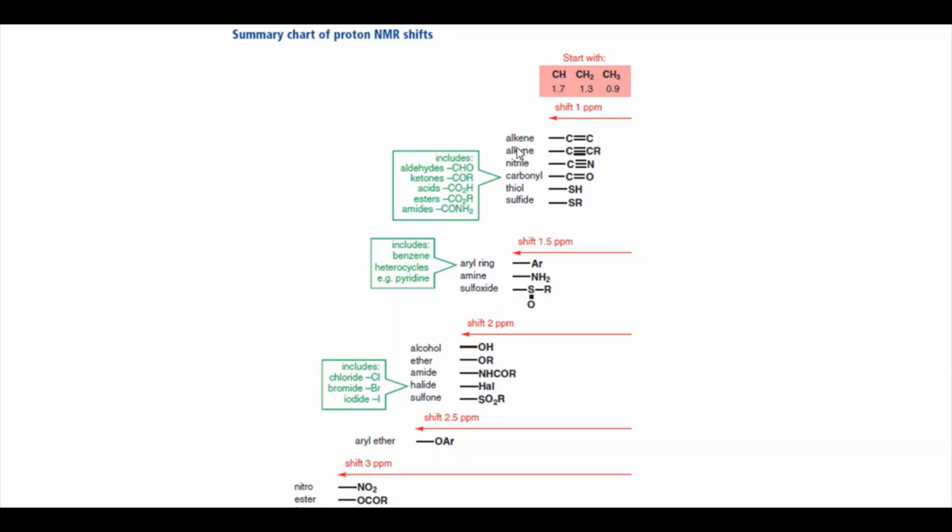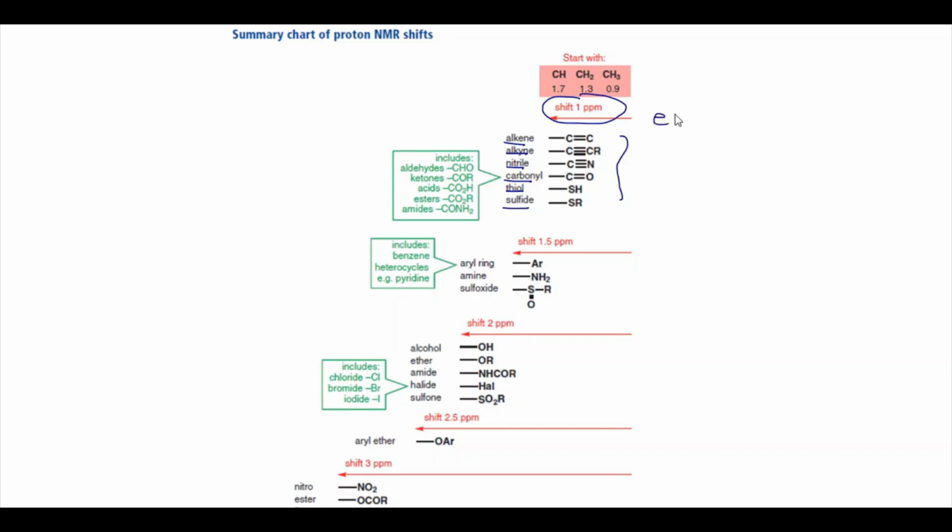Okay. Now here are some groups which are written in the table, which will shift the value by 1 ppm. These are the groups which will do shifting by 1 ppm. What are the groups? These are the groups: alkene, alkyne, nitrile, carbonyl, thiol, and sulfides. These will create a shift of 1 ppm.